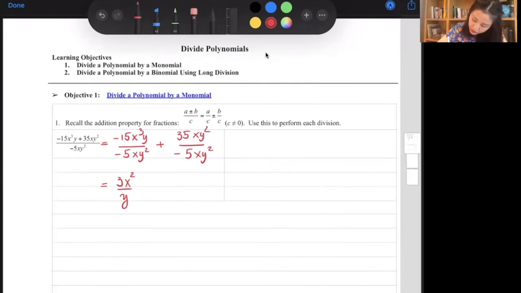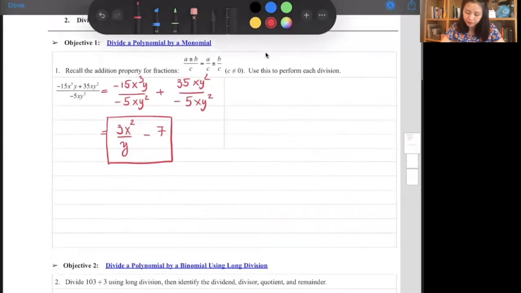Okay, so the second fraction: 35 divided by negative 5 is minus 7. X divided by x is 1, so we're not going to write that. Y squared divided by y squared is also 1, so just minus 7. And that will be our final result.